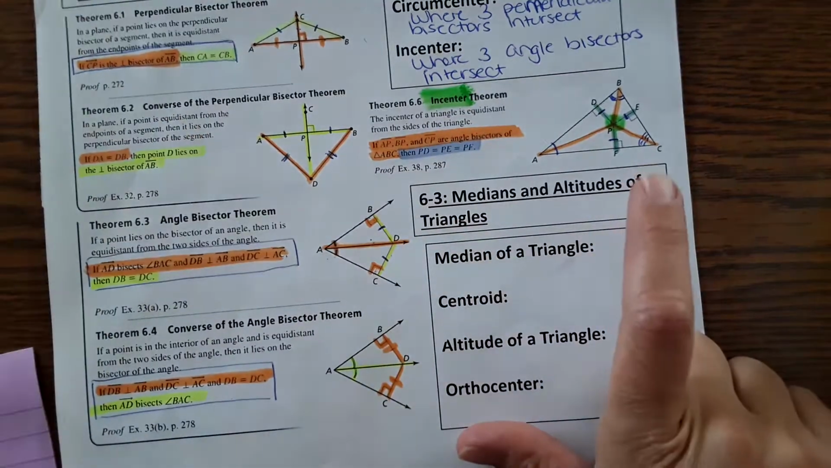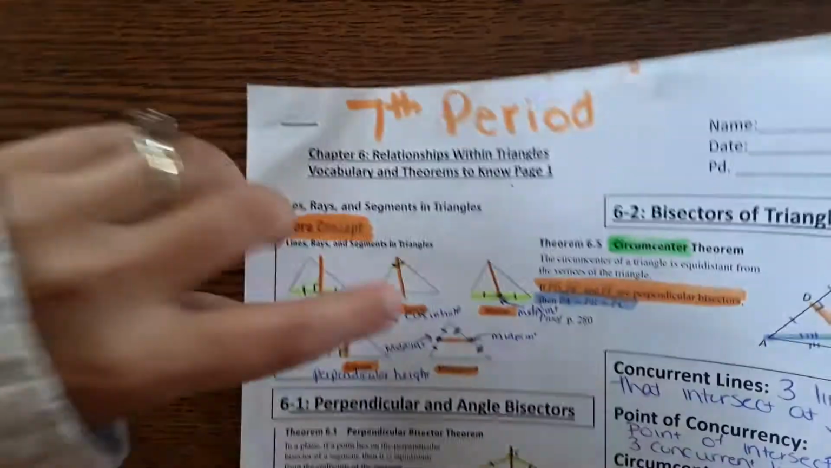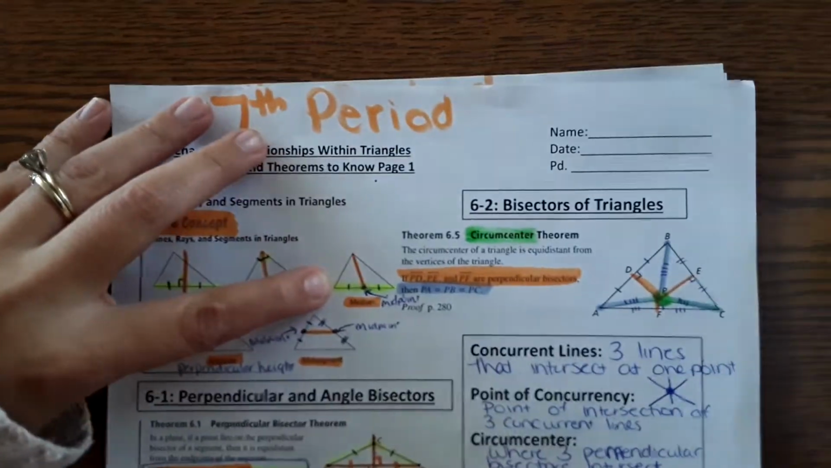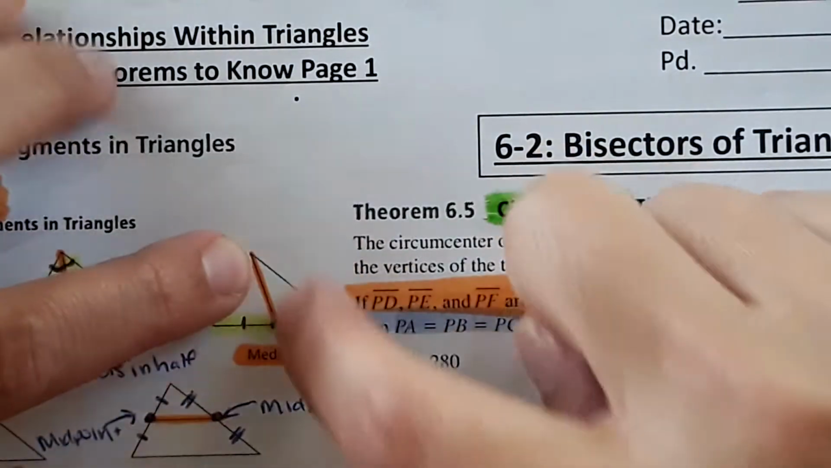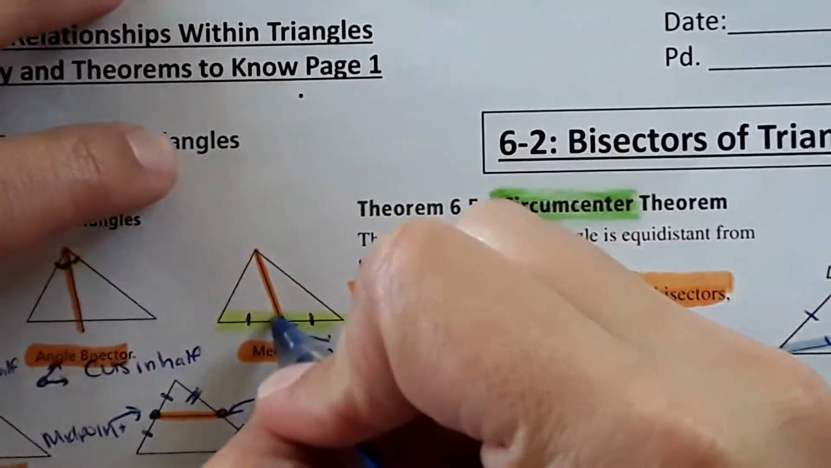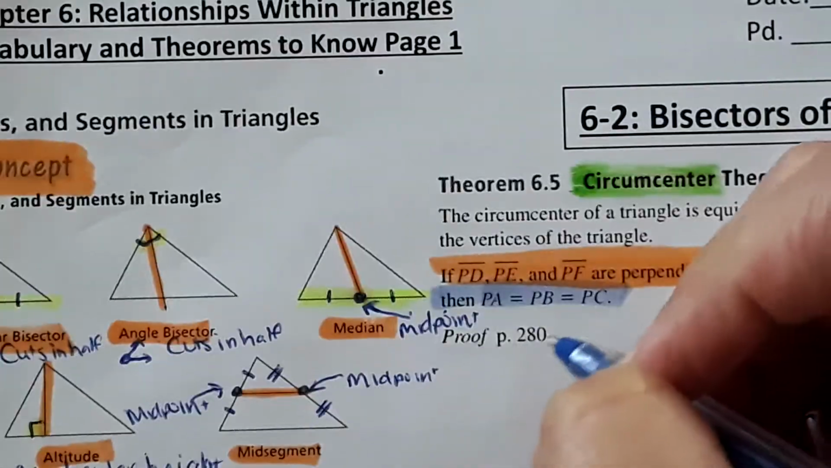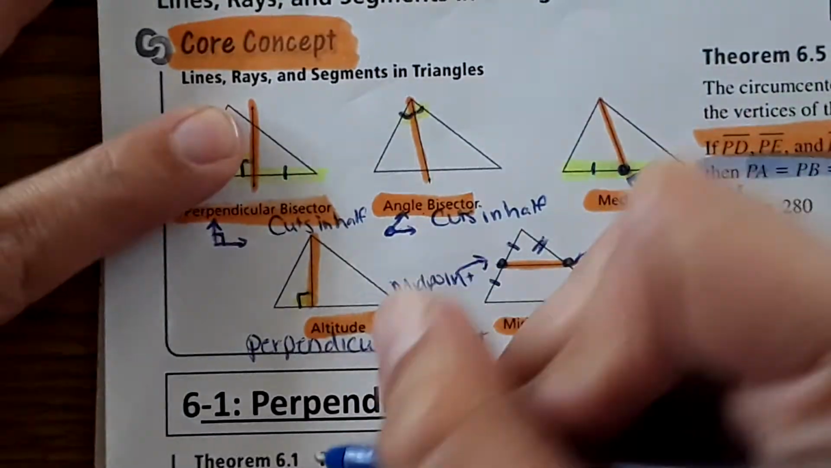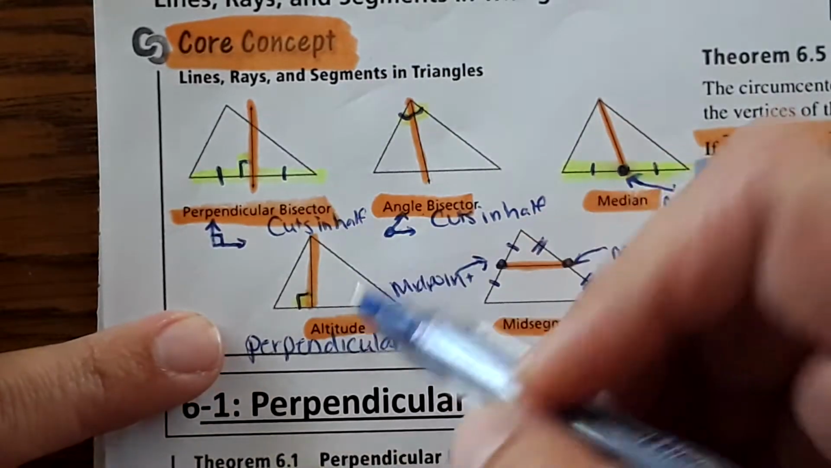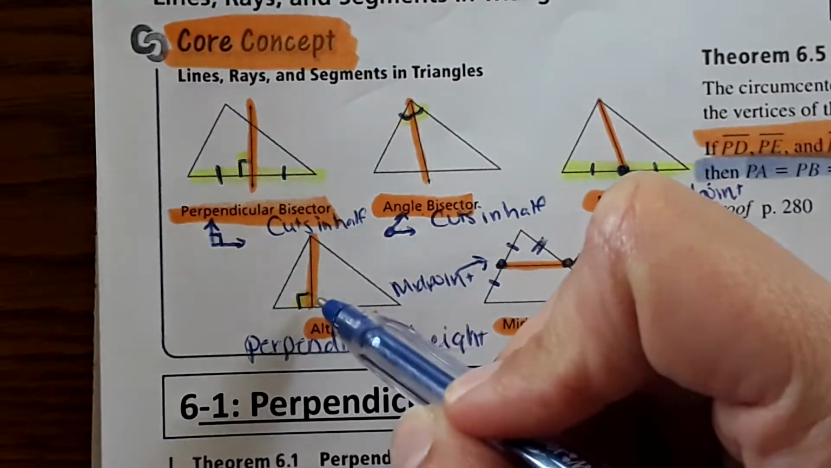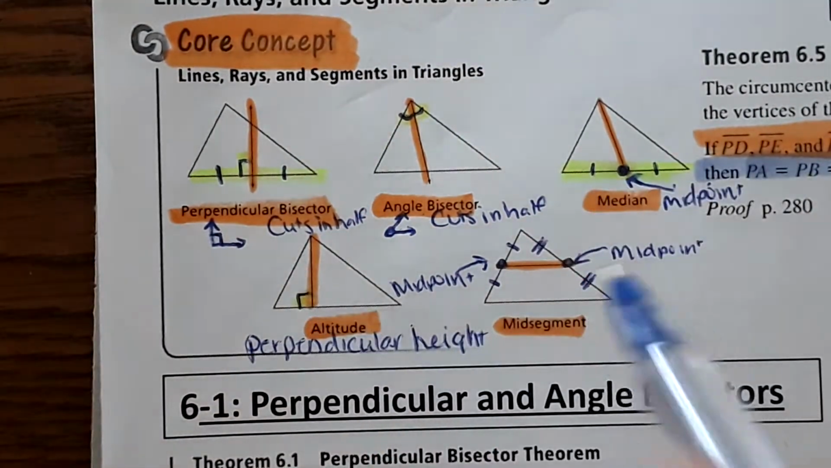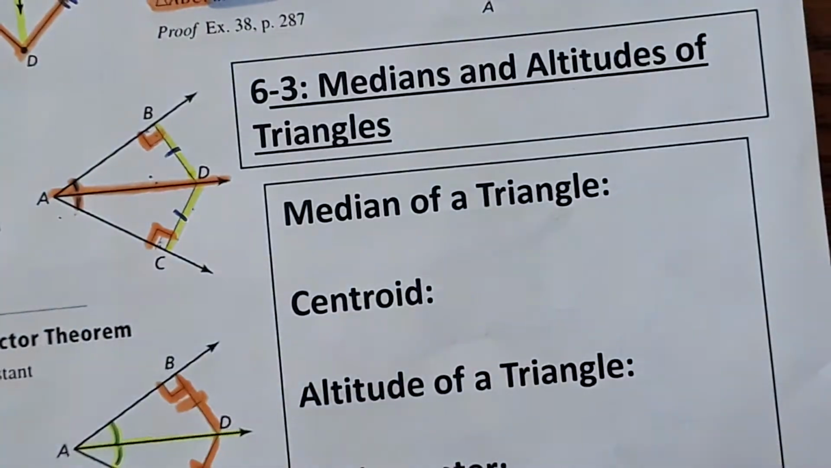Okay, so we're doing 6-3, medians and altitudes of triangles. Just to review, a median looks like this. It goes from the corner of the triangle to the midpoint of the other side. It doesn't necessarily bisect that angle, it just bisects the side. And for altitude, altitude is the height of a triangle, it's perpendicular, and it just goes from the top to the bottom straight down with a 90-degree angle right there. So when I define them, that's what I'm defining over here.